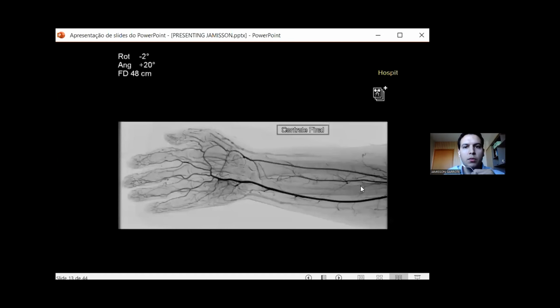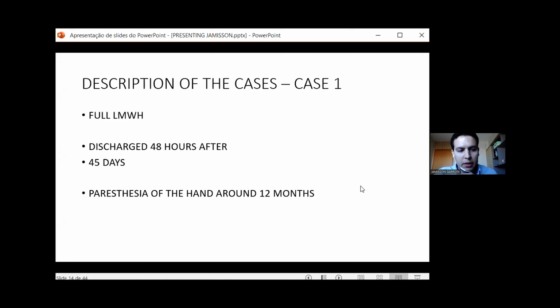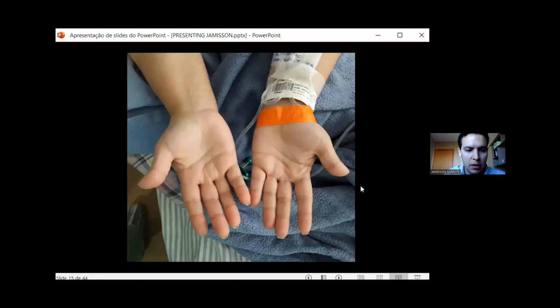So we decided to maintain her on low molecular weight heparin, observe her for 48 hours, and discharge her after, maintaining her for 45 days on oral anticoagulation with rivaroxaban. She had lingering paresthesia, but after 12 months she got better from that. As you can see, on the day of discharge, the perfusion was better.